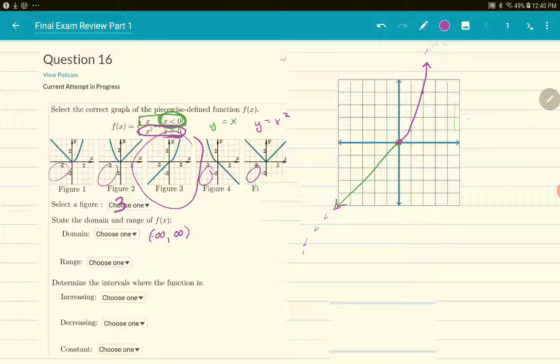And then the range is the y values. And just like this is going left forever, it's also going down forever. And this one's going up forever. So this will also be negative infinity to infinity.